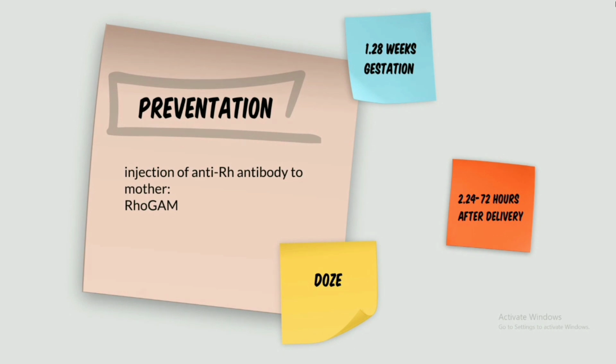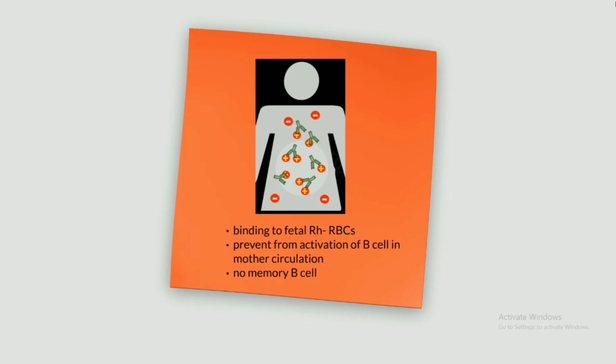Why after delivery? Let's understand. As we know, after delivery, when the placenta separates from the uterine wall, a large amount of RBCs enter mother's circulation. By presence of ROGAM in mother's circulation, it binds to fetal Rh positive RBCs and prevents B cells from activation, and no memory B cells against Rh factors will be produced.